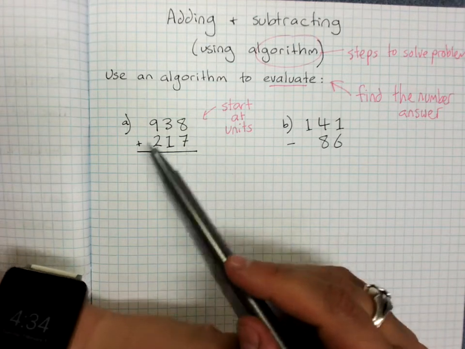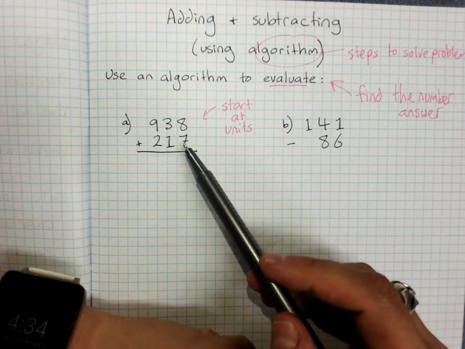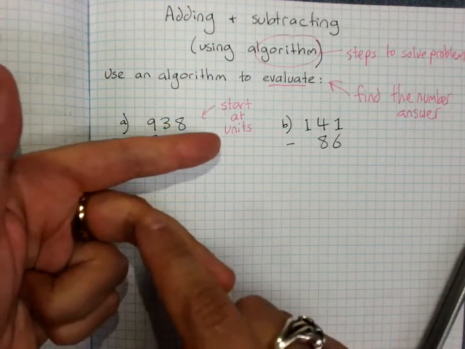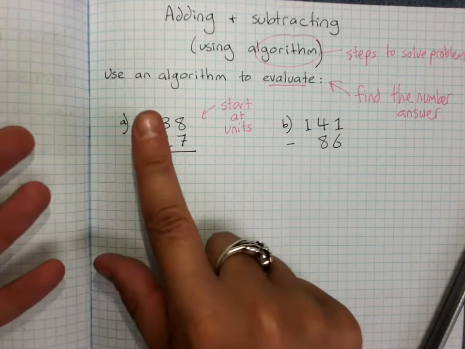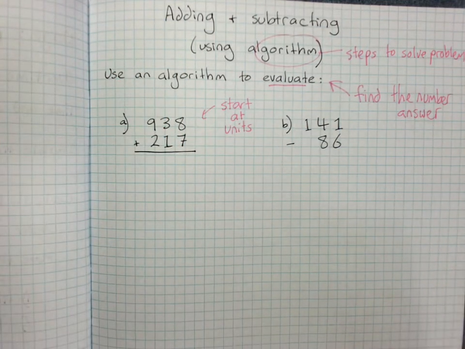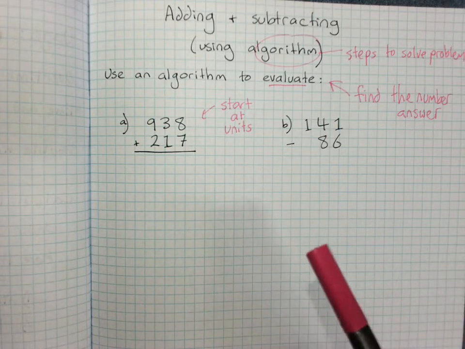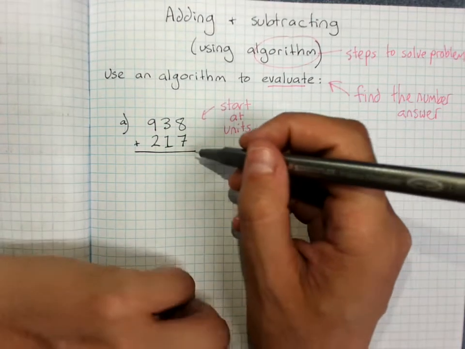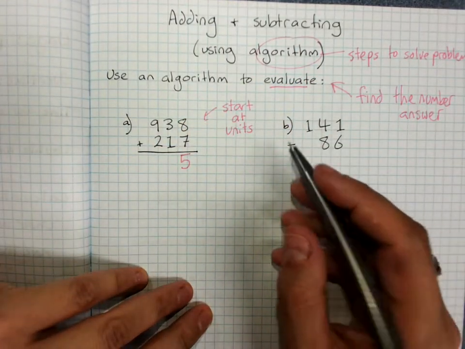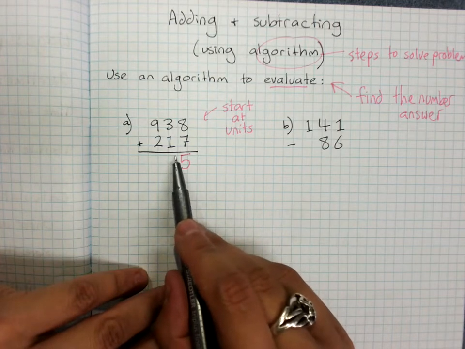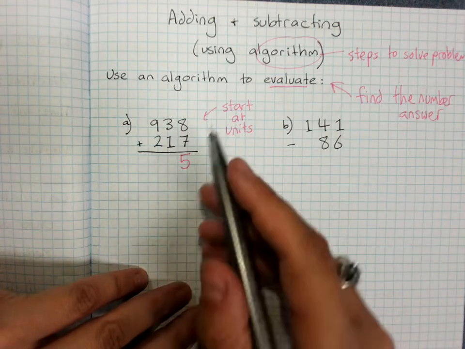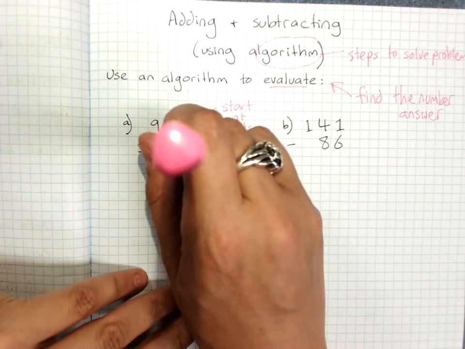And I'm going to do 8 plus 7. If you need to, you count that on. So that's 8, 9, 10, 11, 12, 13, 14, 15. I've counted on 7. And so that 8 plus 7 is 15. Now remember, we can put down the units of that, the 5, but the 1 in 15 actually means 10. So one lot of 10.